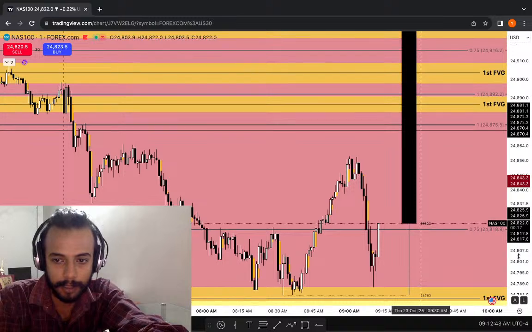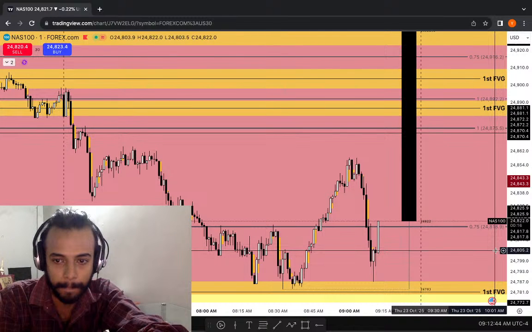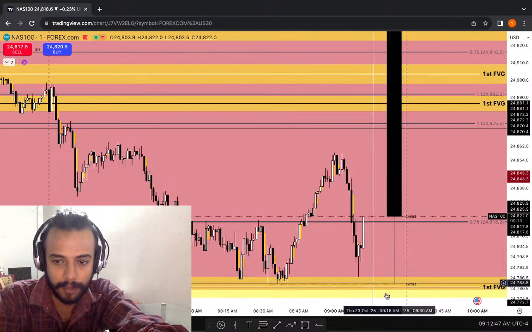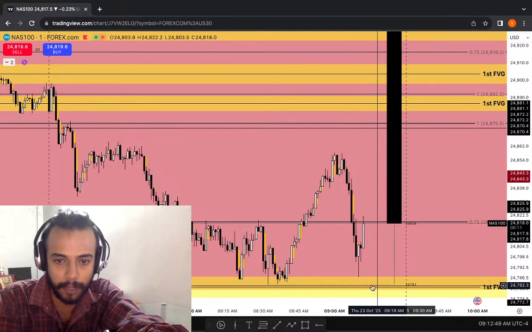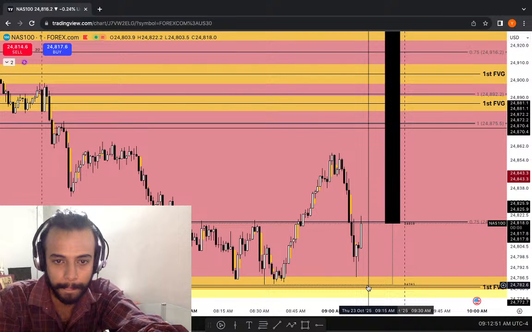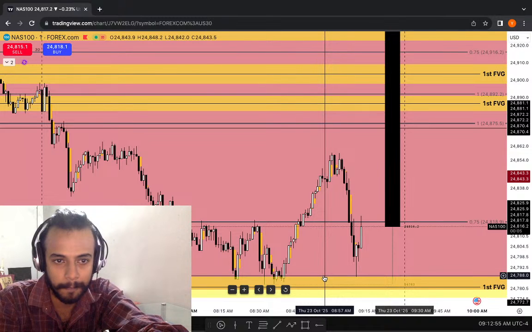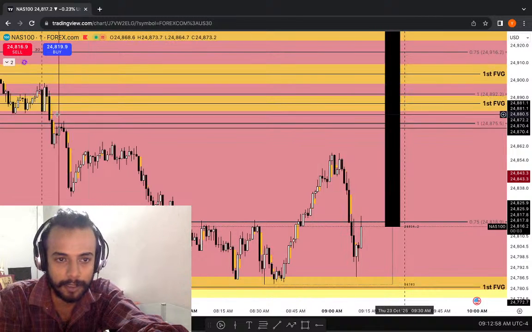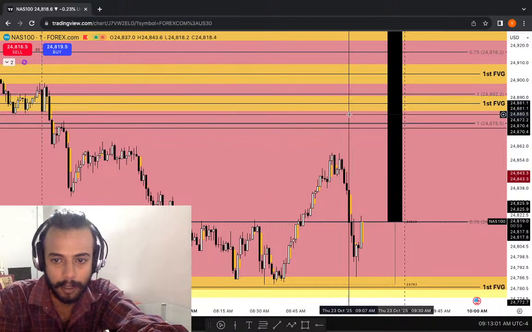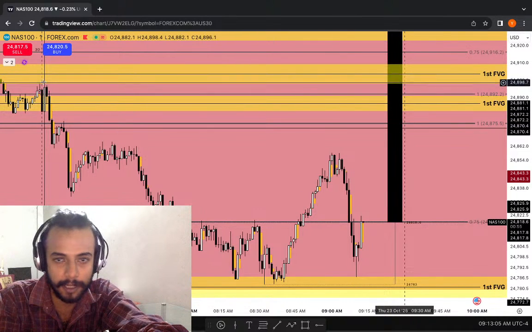Look at that reaction from the high of that first presented fair value gap from the previous day. Okay, so this is the time between 7 and 9:30. So this is the buy side resting over here.